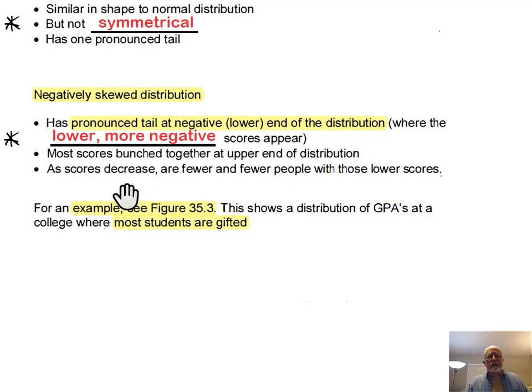If it's a negatively skewed distribution, most scores are bunched together at the upper end of the distribution. As the scores decrease, there's fewer and fewer people with those lower scores.